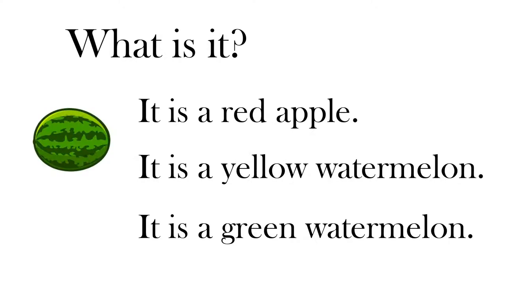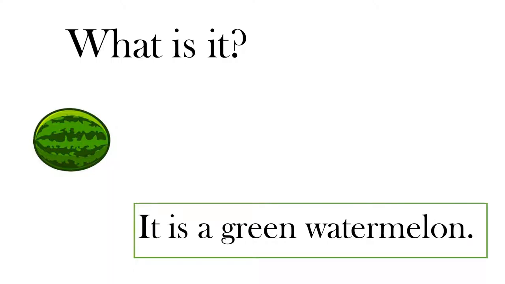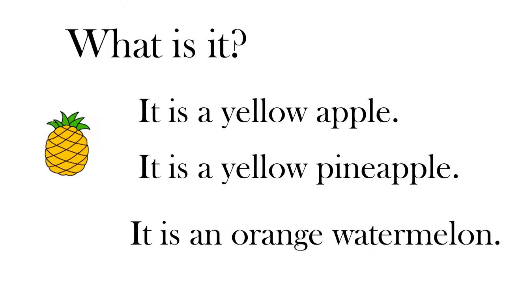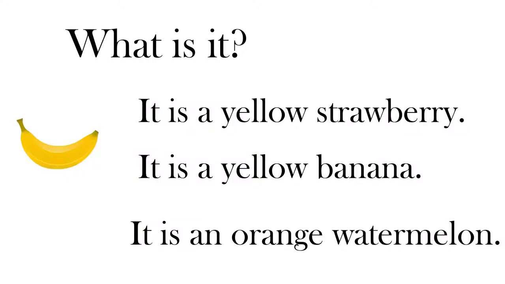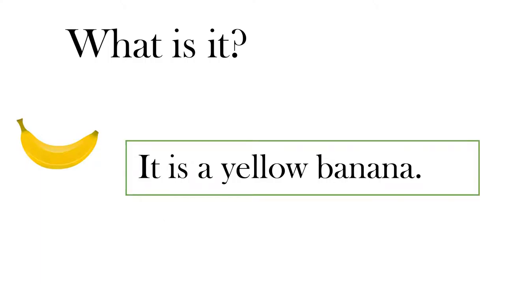What is it? It is a red apple. It is a yellow watermelon. It is a green watermelon. What is it? It is a yellow apple. It is a yellow pineapple. It is an orange watermelon. What is it? It is a yellow strawberry. It is a yellow banana. It is an orange watermelon.